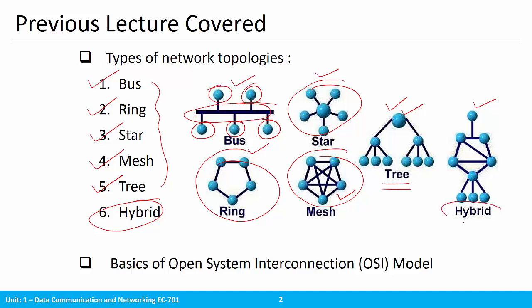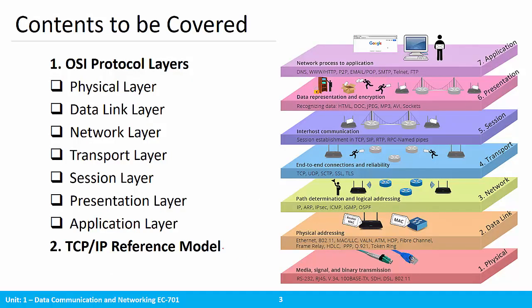And here you can see this hybrid is a combination of various kinds of other topologies which we had discussed earlier. Fine. So that part we had covered in the previous lecture, and we discussed just a brief idea about the OSI model, or the Open System Interconnection model. So in today's class, the content which we are going to cover is the details and functions of the different OSI layers. Fine. So as we discussed, the Open System Interconnection model has 7 different layers.